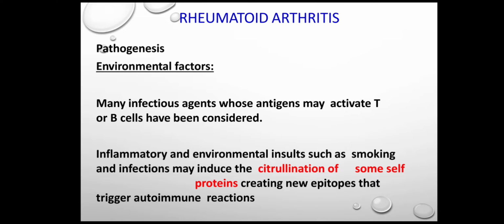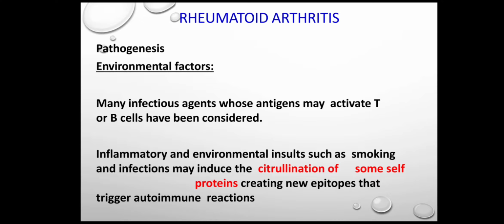So infectious agents will activate these cells, and sometimes these are not killed. So these will be recognized by the body and it will elicit an autoimmune response. Also, smoking and infections produce citrullination of some self proteins. The most common self protein which is citrullinated is fibrinogen. Fibrinogen is present where? In the plasma. Fibrinogen, collagen, vimentin, enolase, all these proteins will be citrullinated.